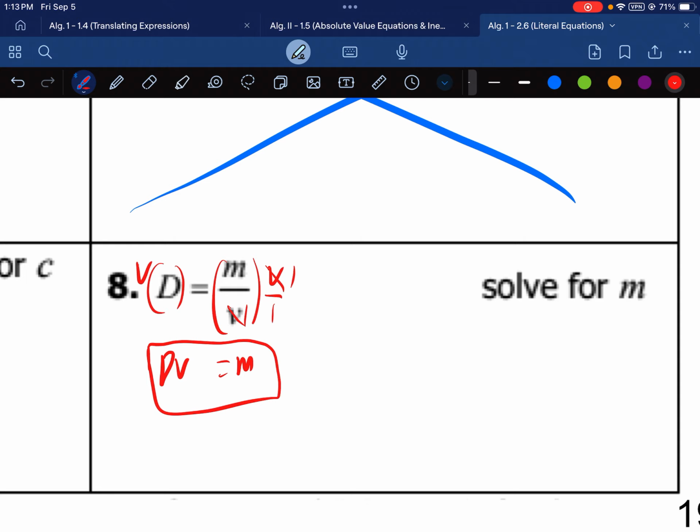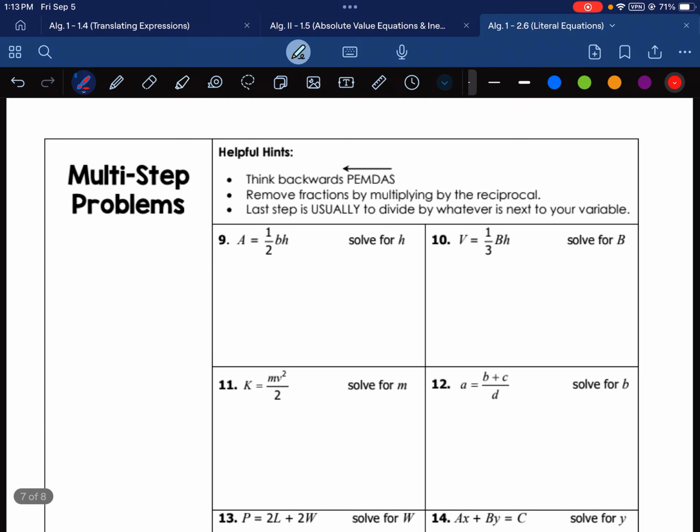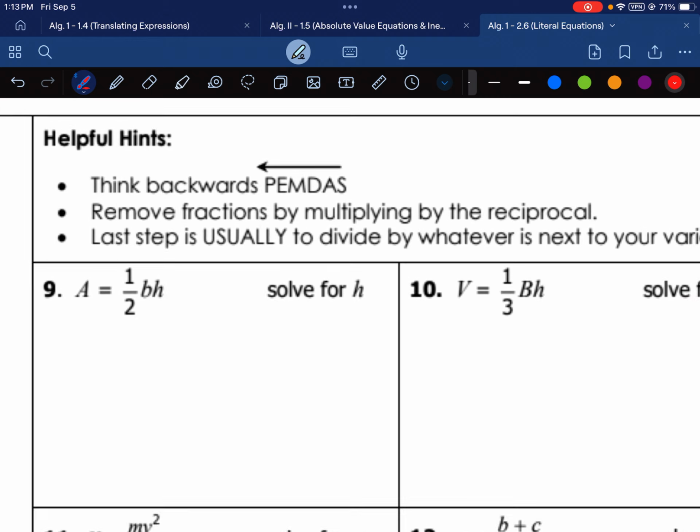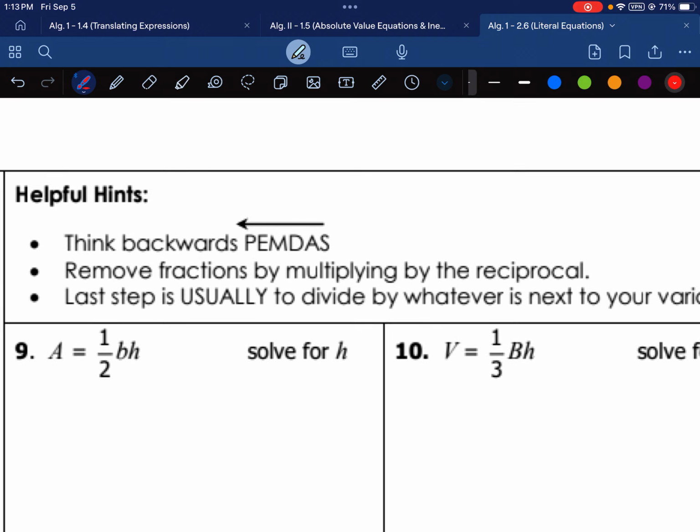Let's move on to our next page here. Multi-step problems, okay? So remember, some helpful hints here. We're going to think backwards, so not PEMDAS, but rather we're doing SADMEP, just like we have been for our other equations.